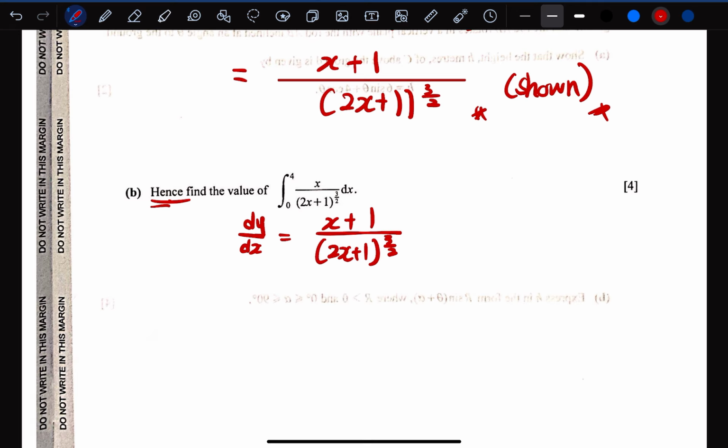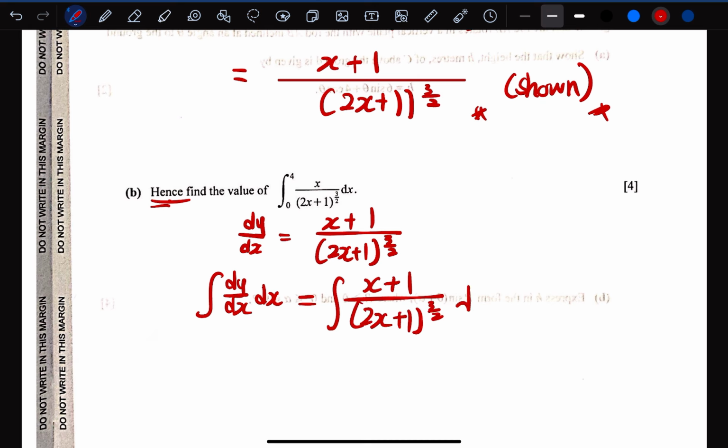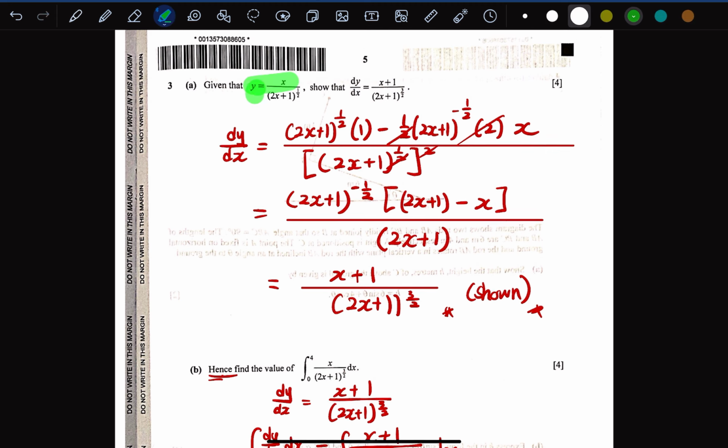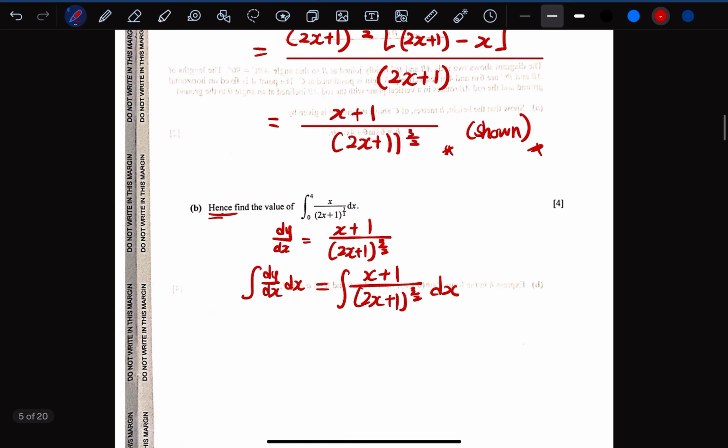And here what I'm going to do is integrate both sides, so that I can get my y to appear. So I integrate dy/dx with respect to x, and at the same time, I will integrate the other side, x plus 1 over 2x plus 1 to the power of 3 over 2 dx. And when I integrate dy/dx, I just get back my y, and my y is also the same as x over 2x plus 1 to the power of half. So I'm just going to write that down: x over 2x plus 1 to the power of half.